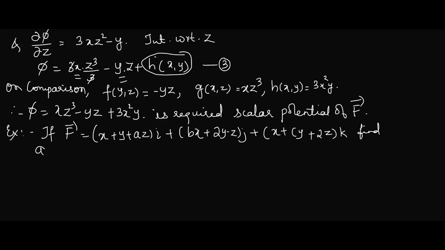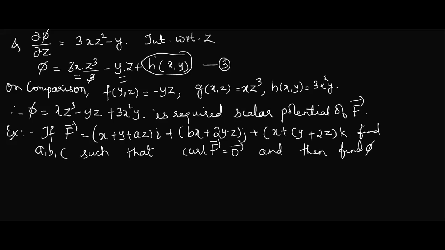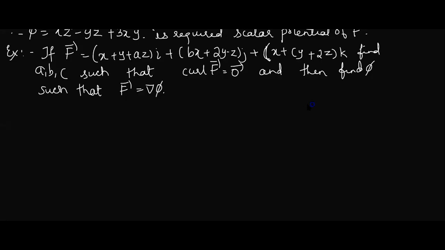Find a, b, c such that curl f bar is 0. Curl f bar is a 0 vector, and then find phi such that f bar is equal to del phi. Okay, let us just solve it.